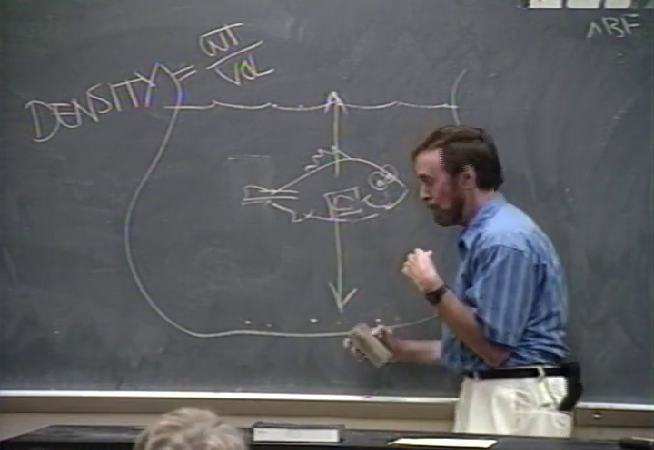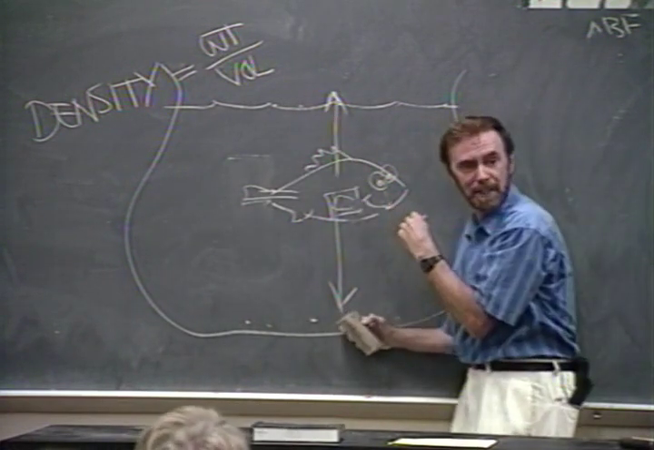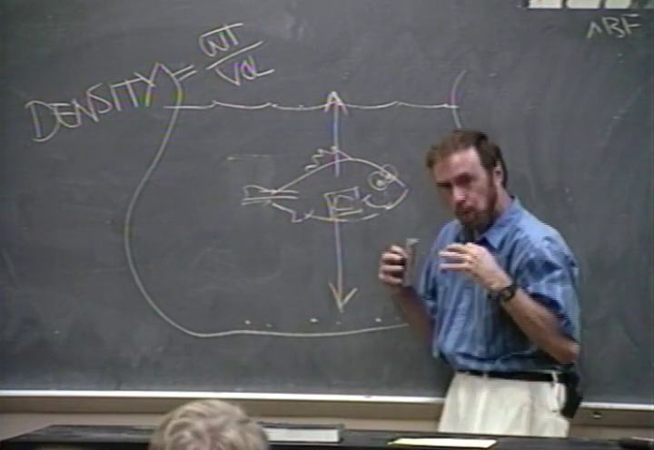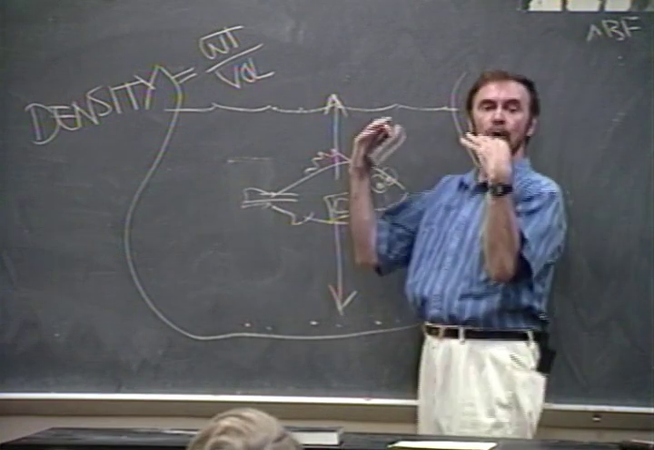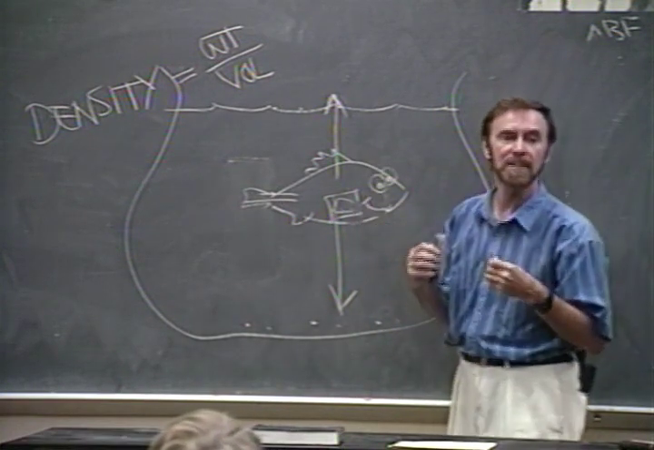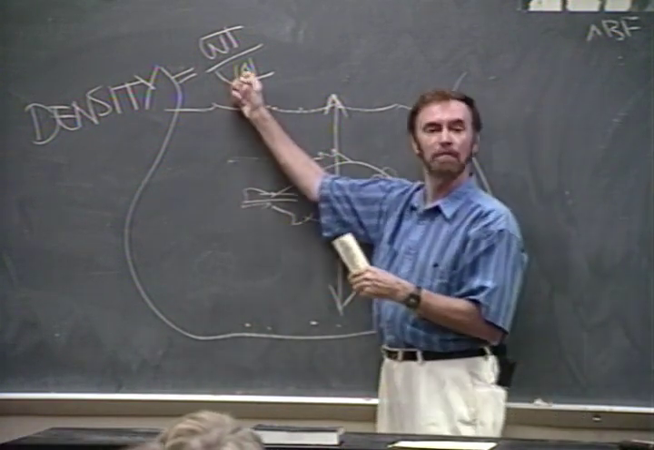And so let's suppose all of a sudden you put better food at the top. How's it going to get to the top? It's going to push out, make the volume larger, and it's going to go right to the top. So a fish varies its density by varying its volume.